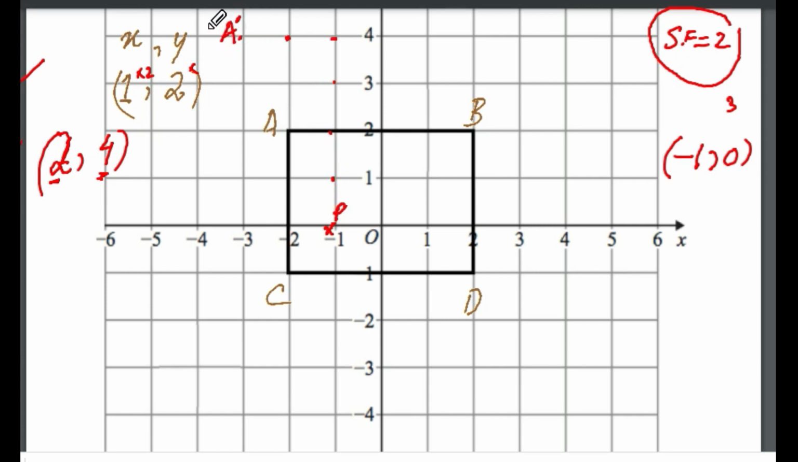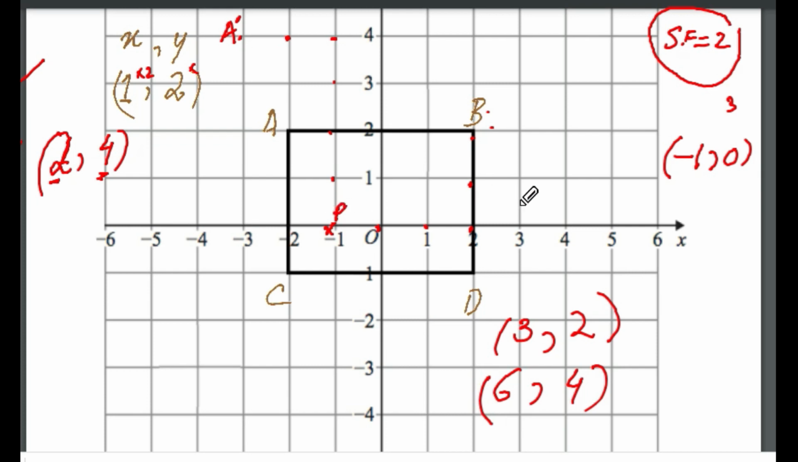Alright, we have found one of our points. Now we need to move towards B. From P to B, you need to move 1, 2, 3. 3 is your X and 1, 2 is your Y. Okay, after applying the scale factor, it will become 3 times 2 = 6 and 2 times 2 = 4.